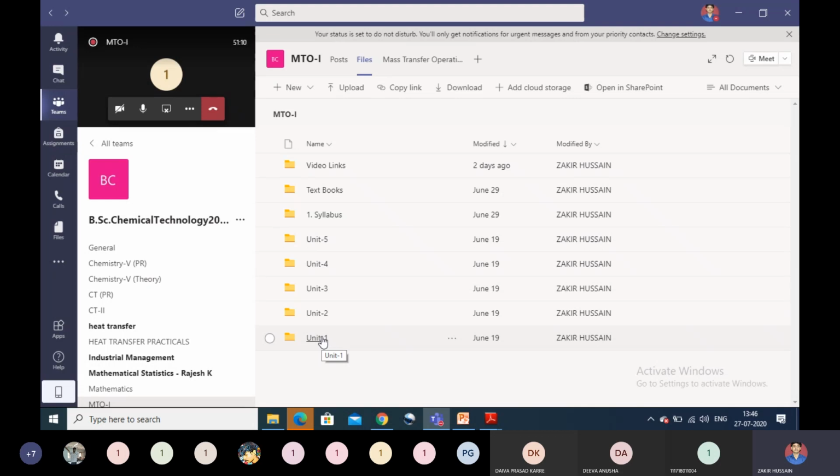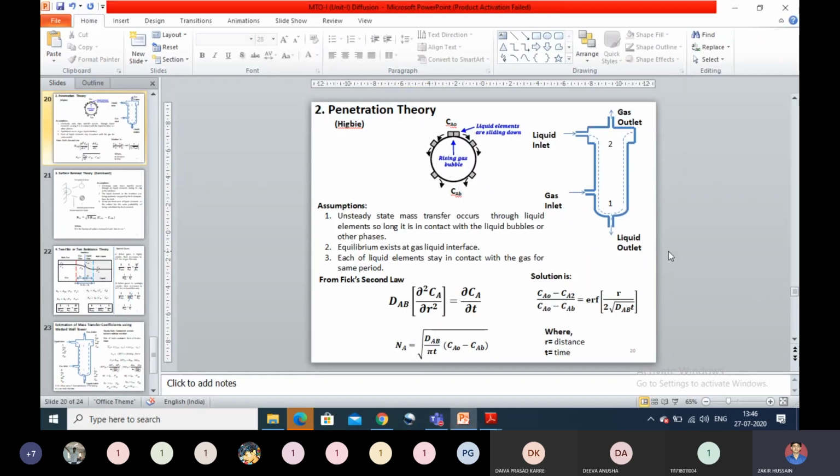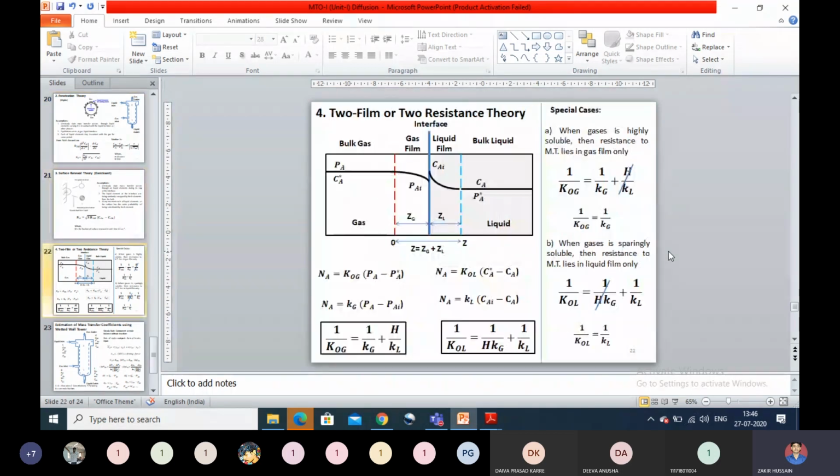Okay. If anybody wants, just ask me. Otherwise, just look into this matter. Everything was solved. So the last topic in this one is two film theory. Only left out topics are this one, two film theory.